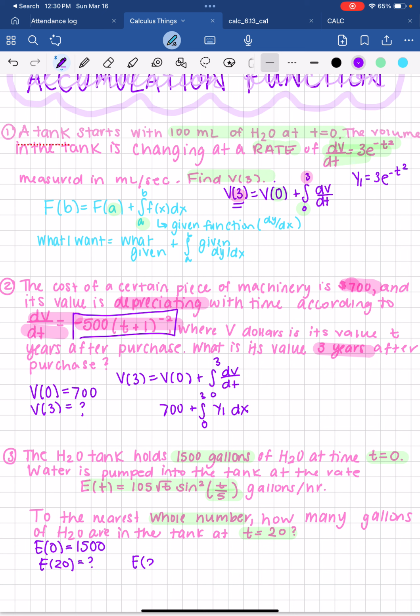What I want equals what I'm given plus the integral between the two of them of E of t, because that's how they name their rate right now. So in your calculator, you would do 1,500 plus the integral from 0 to 20 of what you have in y1, because you always put the function in y1. Okay? So the accumulation function: what I want equals what I'm given plus the integral between the two of them.